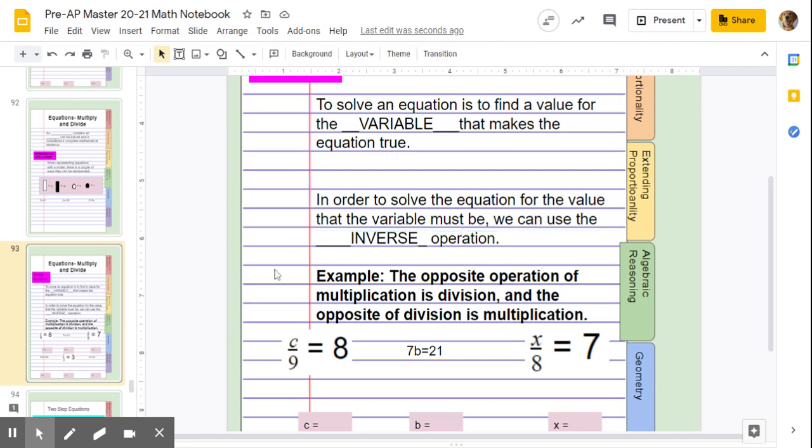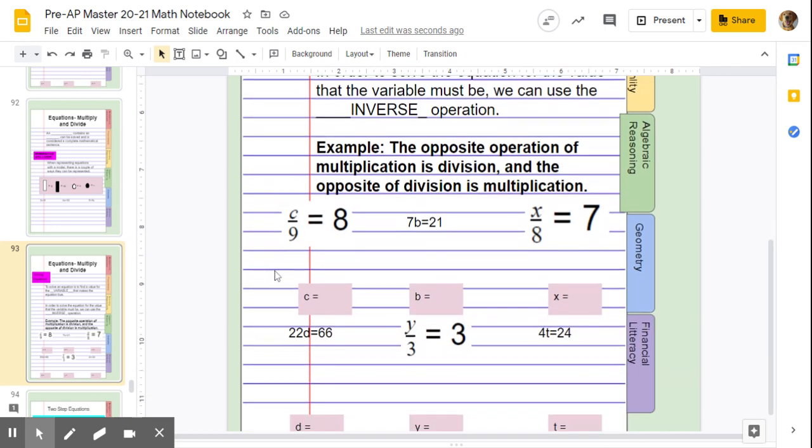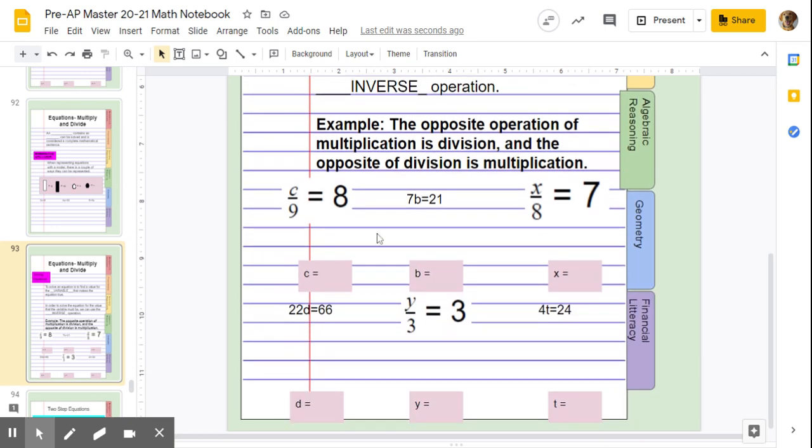Yesterday we used addition and subtraction. Today we're going to use multiplication and division to solve these. Looking at these ones down here, we're still going to draw our line to separate the two sides of our equation, because again, whatever we do on one side, we have to do on the other, because we have to keep this equation equal. If I add 2 on one side, I have to add 2 on the other, or it's not equal anymore.